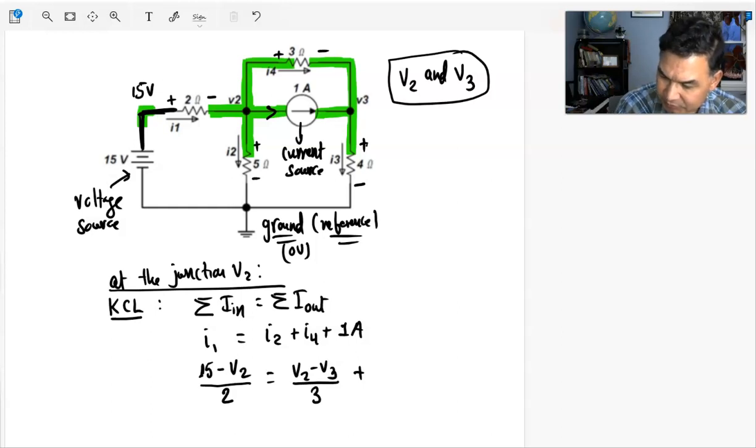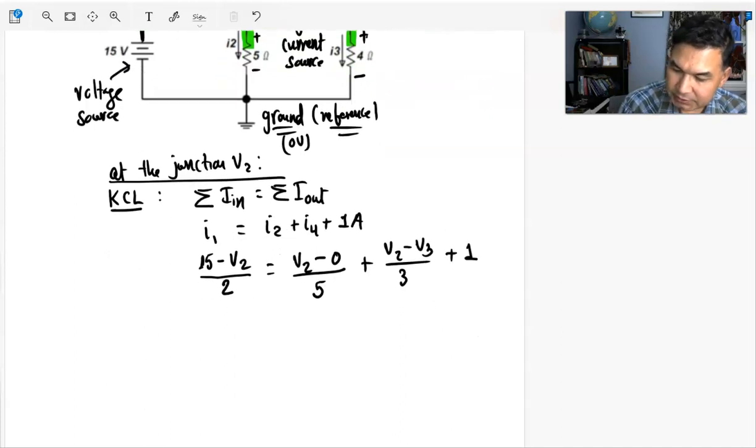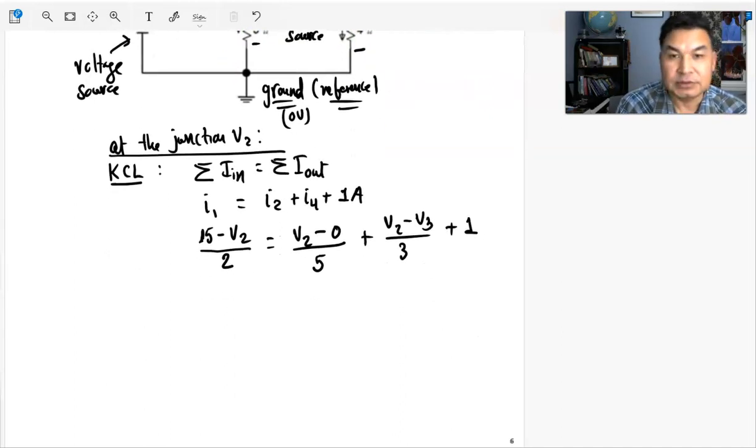No, no, I'm sorry, I made a mistake here. That should be it. I2 is just V2 minus the reference, which is 0, divided by 5 ohm, right? Plus, what is I4? I4 is V2 minus V3 divided by 3 ohm, right? And plus 1 amp, right? And that's the implementation of Kirchhoff's current law, KCL, at nodal junction V2.